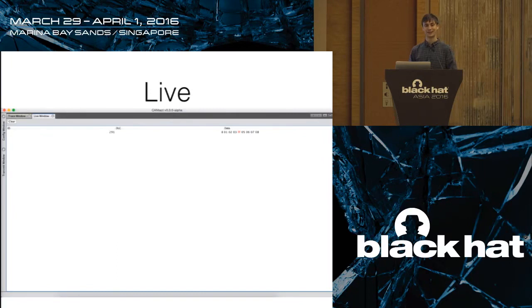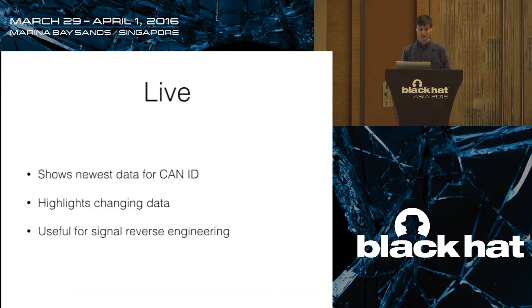It sounds like a really simple method of doing this. It sounds almost too simple when you explain it to people, but it works, and it works quite well. So it shows the newest data for a particular CAN ID. It highlights changing data, and it's useful for reverse engineering. There's some extensions of this that I want to work on.